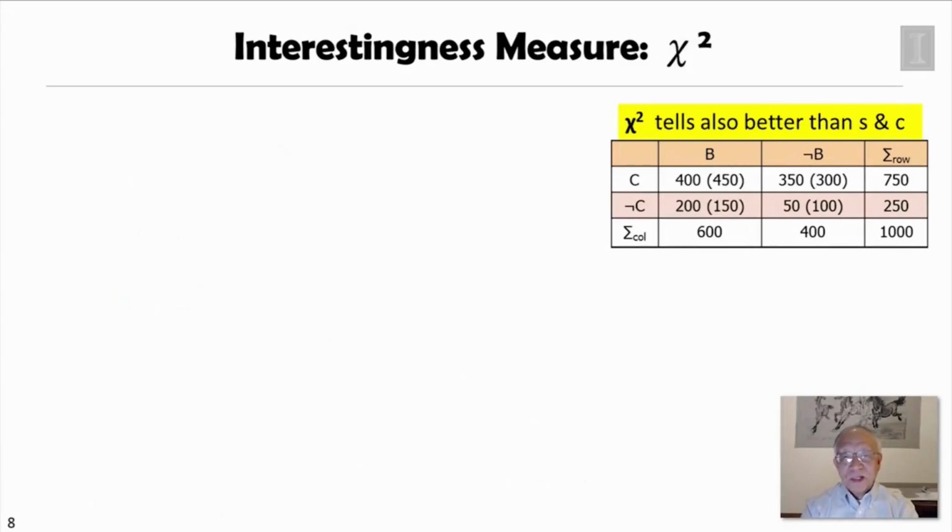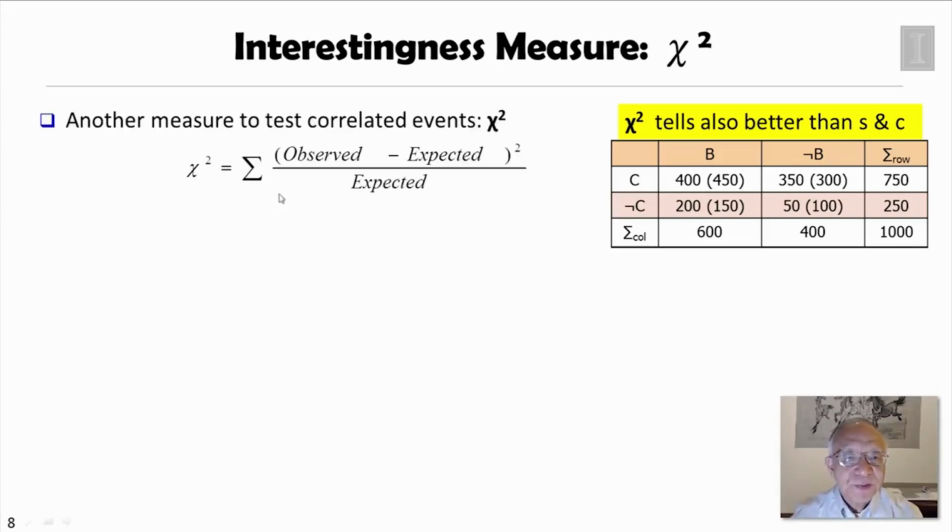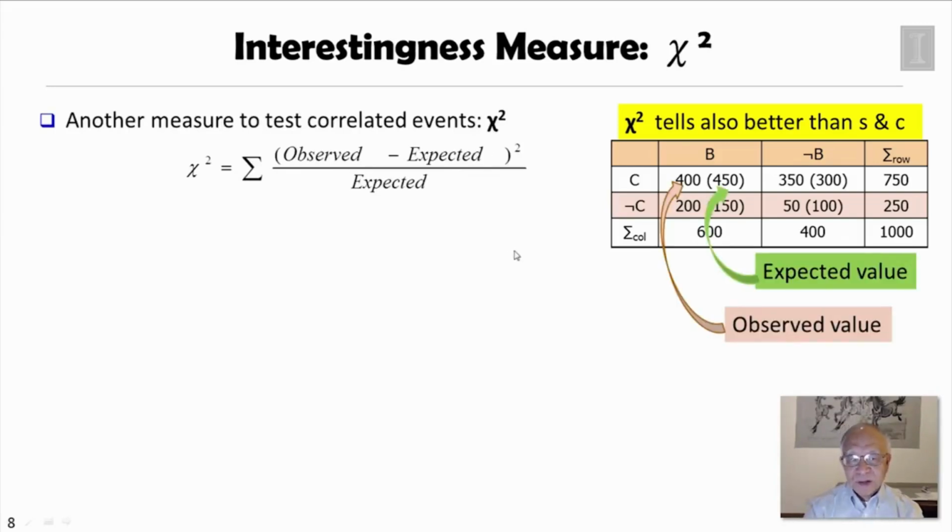Let's look at another measure popularly used in statistics, called chi-square. In chi-square, we need to calculate the expected value. How do we calculate the expected value? You can see this 400 is a real value, the observed value. But the expected value is based on the distribution. For example, for C and not C, the distribution is 750 over 250, which is 3 to 1. Among 600 students, at 3 to 1, you will get 450 versus 150.